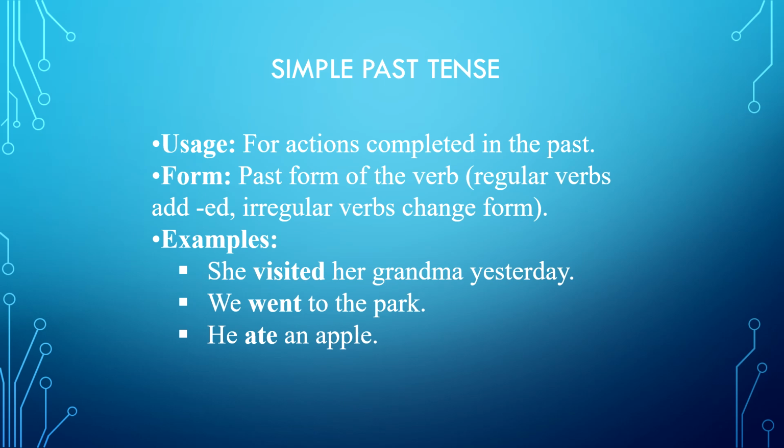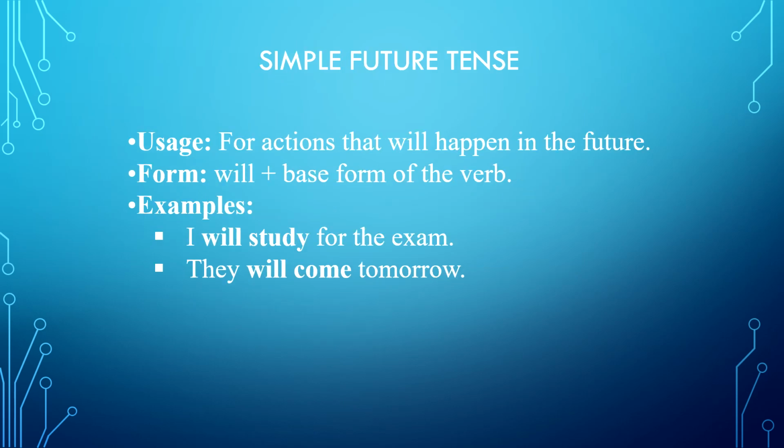Next, the simple past tense. We use this for actions that were completed in the past. For most verbs, we just add ed. For example, she visited her grandma yesterday. But many verbs are irregular and don't follow this rule. For example, go changes to went in the past tense. We went to the park. And eat changes to ate in he ate an apple.